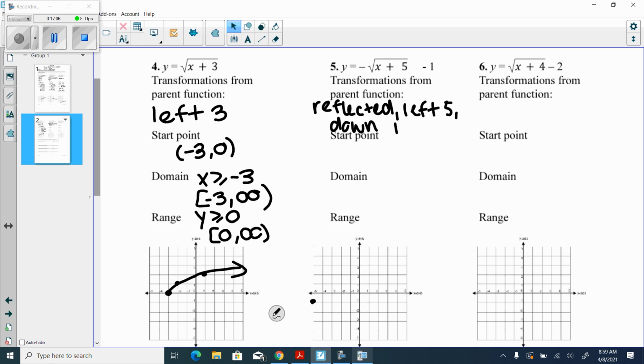And once I move here, I'm going to go plot my other points, but instead of going over and up, my points are going to be over and down. So something kind of like this. So where's our new start point? Very good.